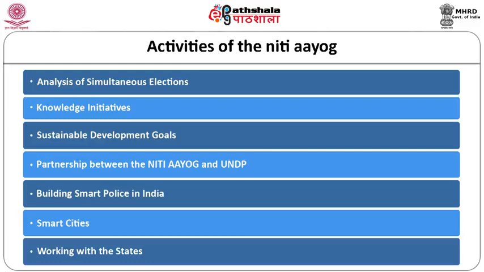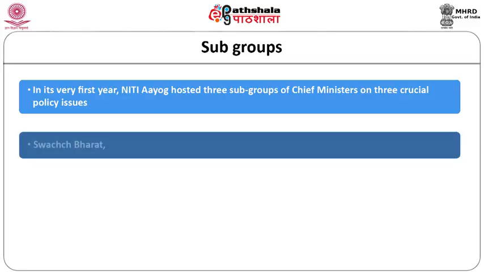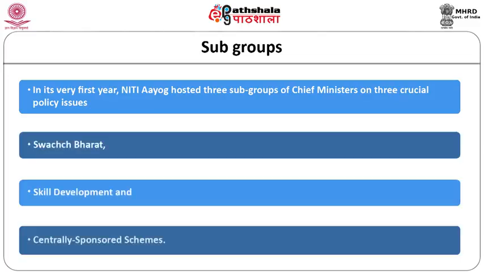Niti Aayog has for the first time ensured that all the states take a lead in providing policy interventions to the union government. A platform for cooperative federalism, Niti Aayog facilitates the working together of the union and the states as equal partners. Niti Aayog acts to allow states to deepen their policy engagements with the central government. In its very first year, Niti Aayog hosted 3 subgroups of Chief Ministers on 3 crucial policy issues, that is Swachh Bharat, skill development, and centrally sponsored schemes.